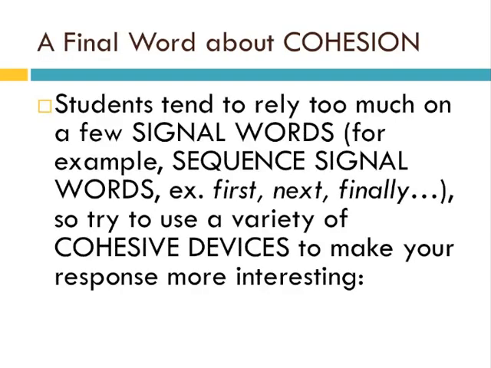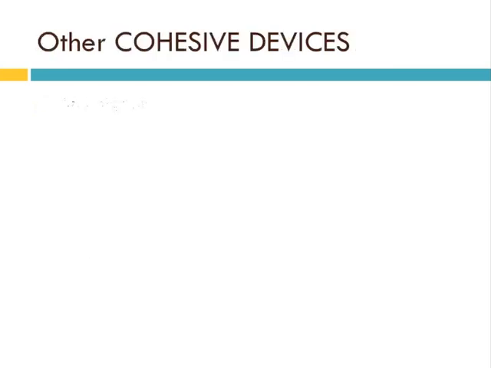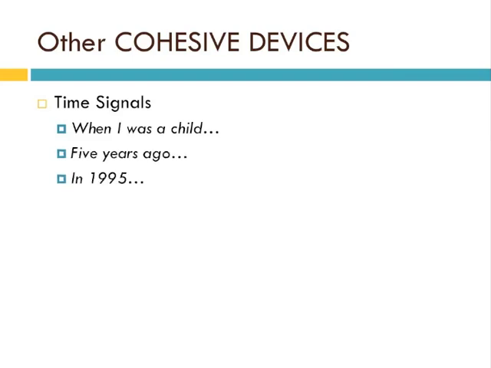I think a final word about cohesion. Students, in my opinion, tend to rely too much on a few signal words, for example, those sequence signals such as first, next, and finally. So, in my opinion, try to use a variety of cohesive devices to make your response more interesting. Other cohesive devices are things such as time signals. When I was a child, 5 years ago, in 1995. All of these do help connect information.